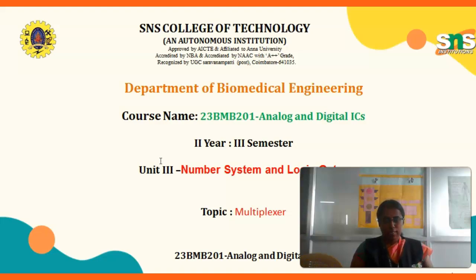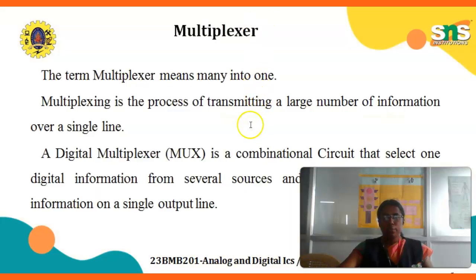I'm going to take the number system and logic gates: the multiplexer. This is one of the very important topics in analog and digital integrated circuits. The term multiplexer means many into one. Multiplexing is a process of transmitting a large number of information over a single line. A digital multiplexer is a combinational circuit that selects one digital information from several sources and transmits the selected information on the single output line.